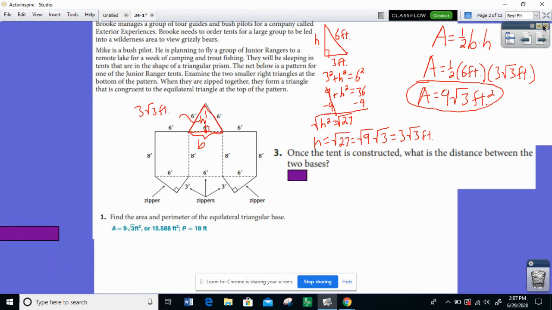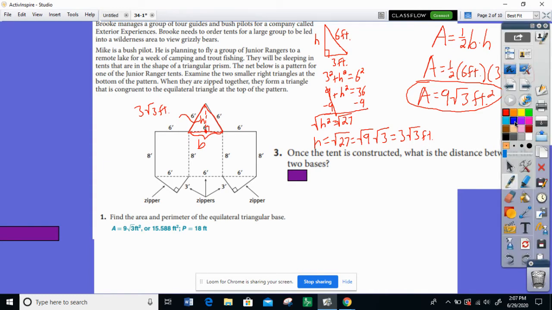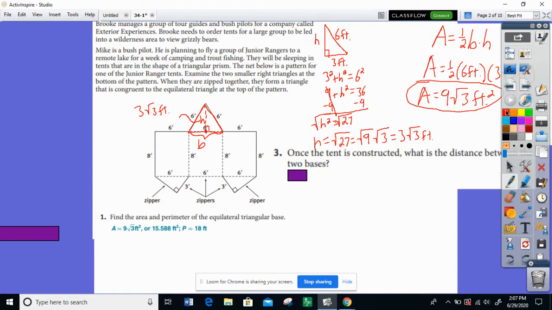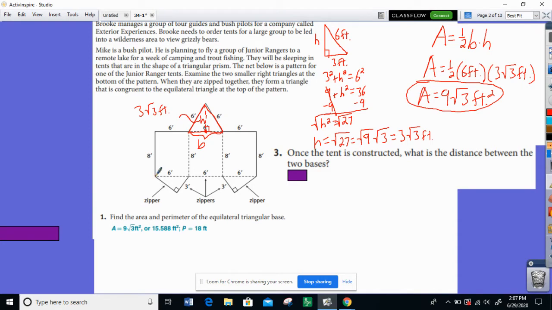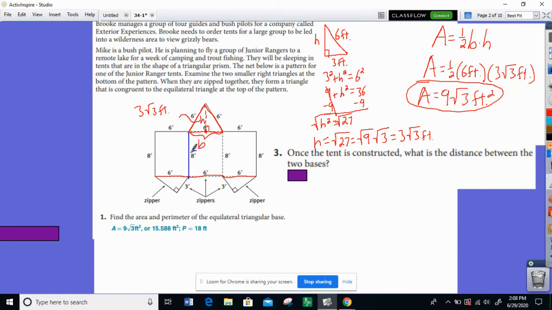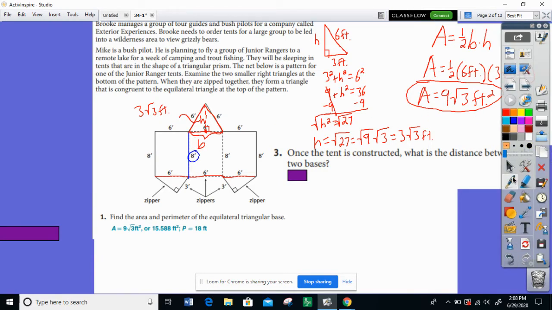Once the tent is constructed, what is the distance between the two bases? Well, that distance is the distance from this equilateral triangle along the top to the other 6 foot by 6 foot by 6 foot triangle along the bottom. So that distance is going to be this length right here, 8 feet.